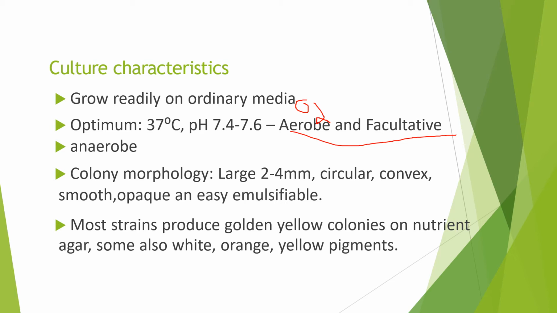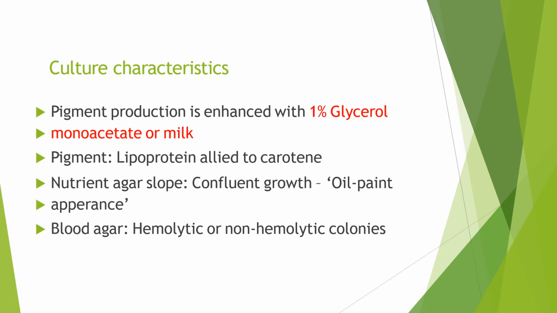So moving on, most strains produce yellow colonies on nutrient agar, and some also produce white and orange pigments. We already told pathogenic ones produce yellow colonies, and non-pathogenic ones like albus produce white colonies. Albus produces white colonies, that is epidermidis, and yellow colonies are produced by citreus, etc.